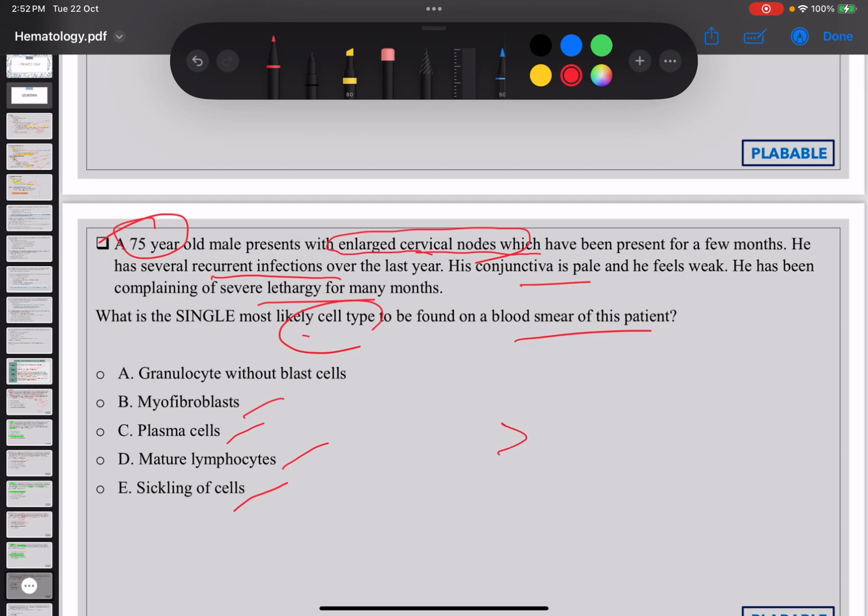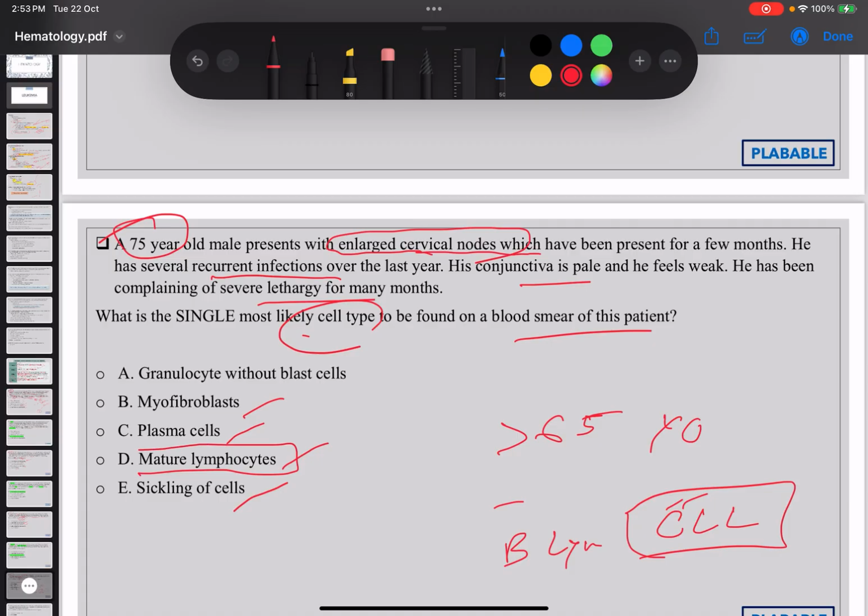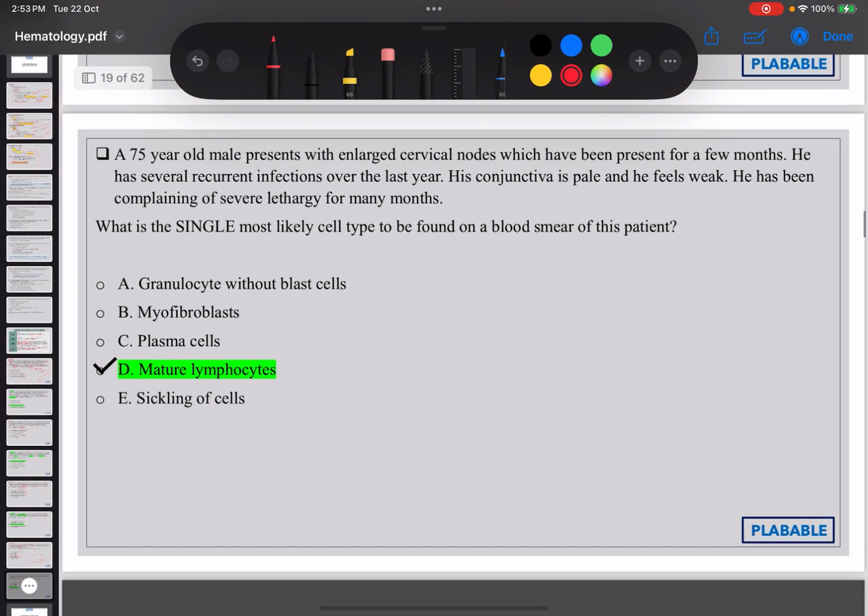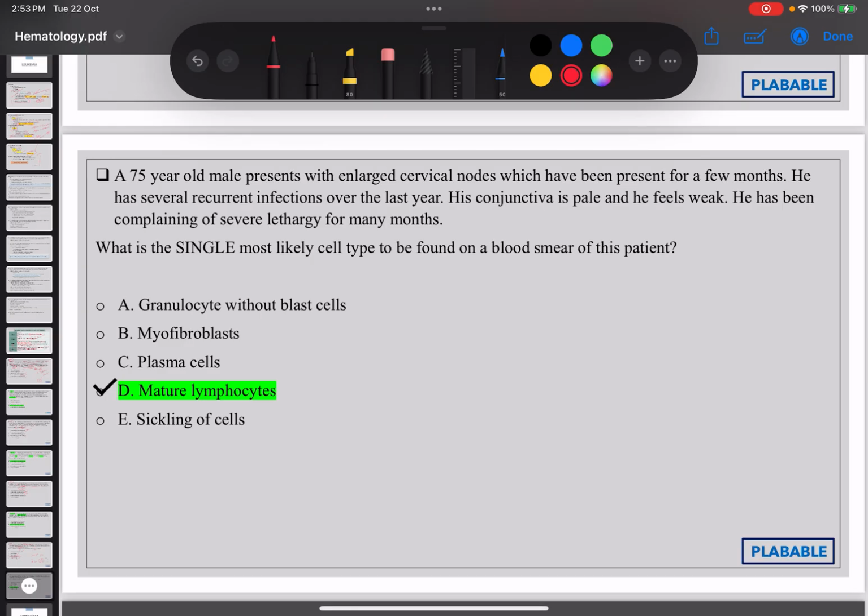If the person is more than 65 years old and there is cervical lymphadenopathy, the diagnosis would be CLL. So we are dealing with a chronic leukemia, and chronic means you'll get mature cells. In CLL, there is a predominance of mature B lymphocytes. So the answer is mature lymphocyte. This is the clincher, and this is how we can diagnose it.